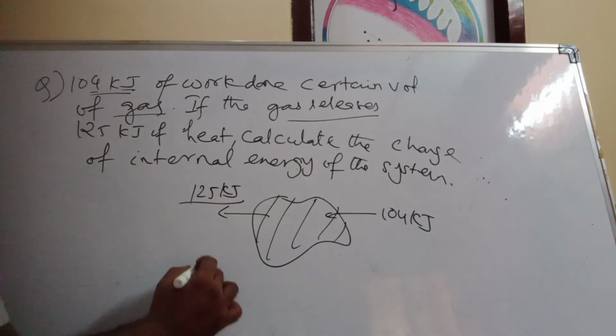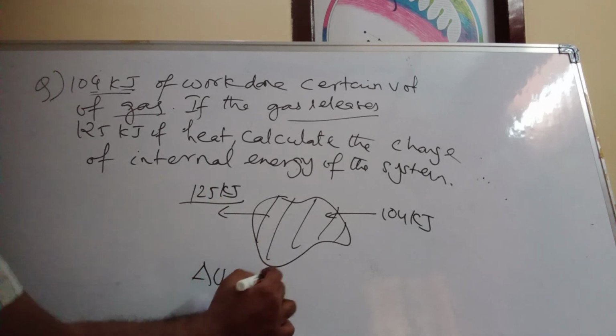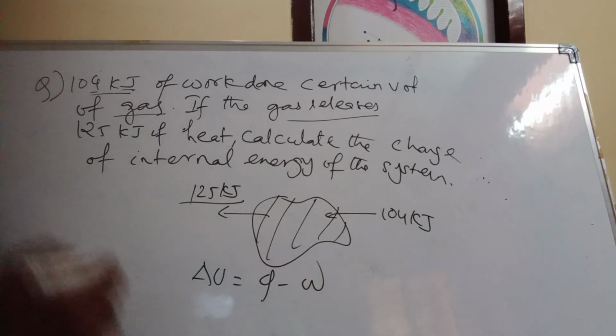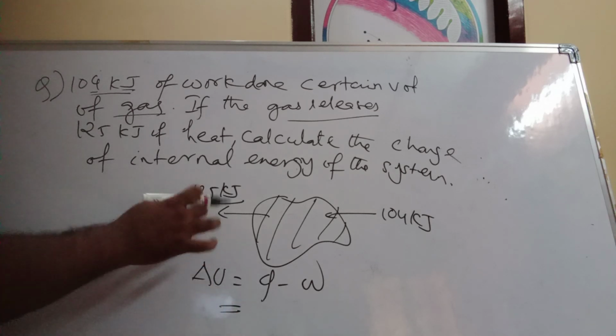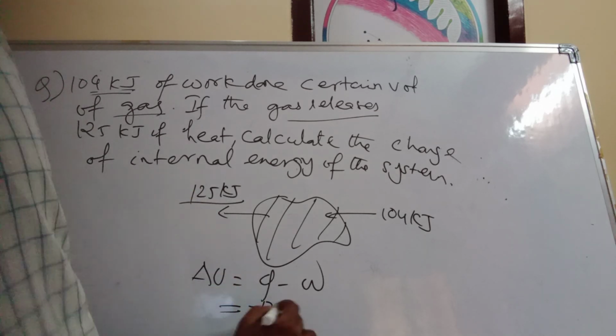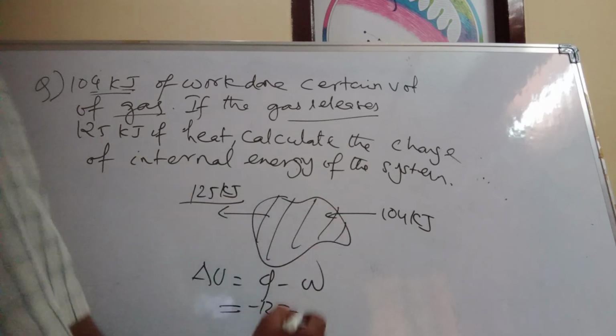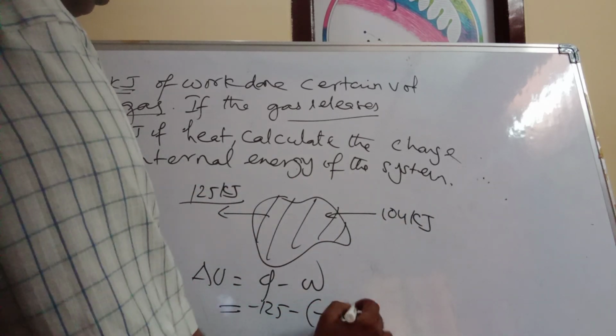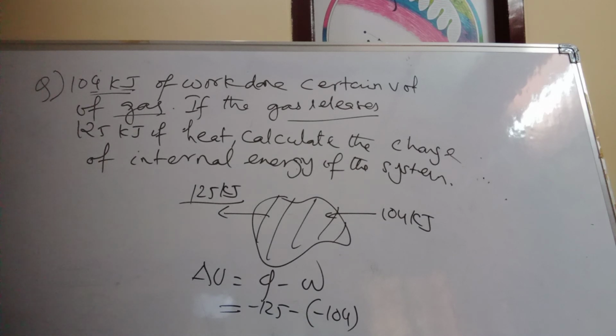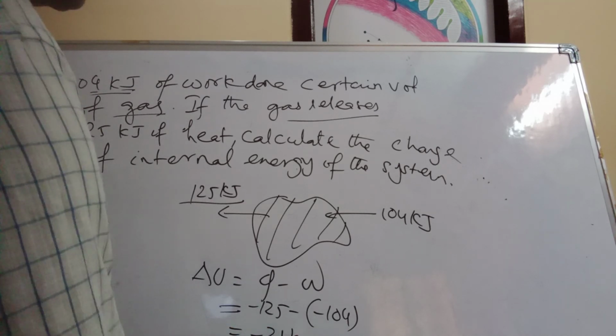So the change in internal energy of the system is given by Q minus W. You can talk only about the magnitude part, or you can talk in terms of understanding the system. So exactly what is happening here? This Q is negative here, minus W, it's work done on the system, so it is minus of minus 104, isn't it? Minus of minus is plus. So this is minus 125 plus 104, which is minus 21 kilojoules.